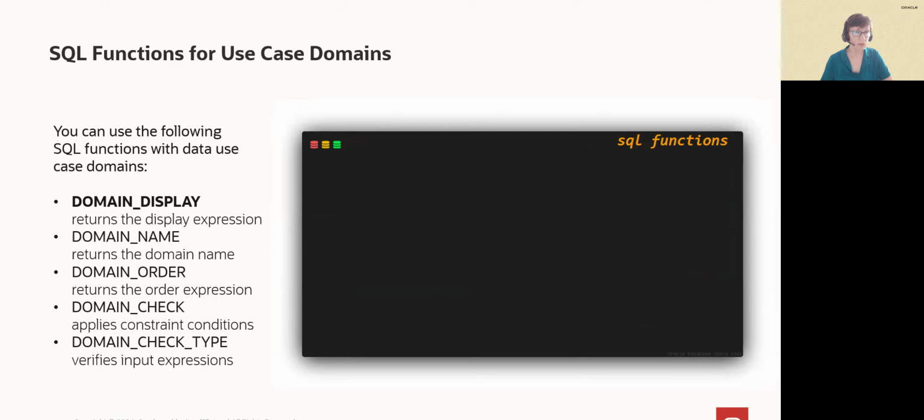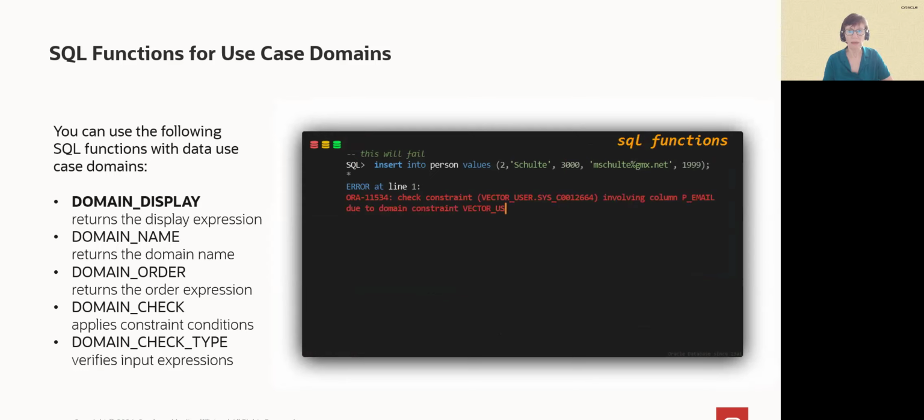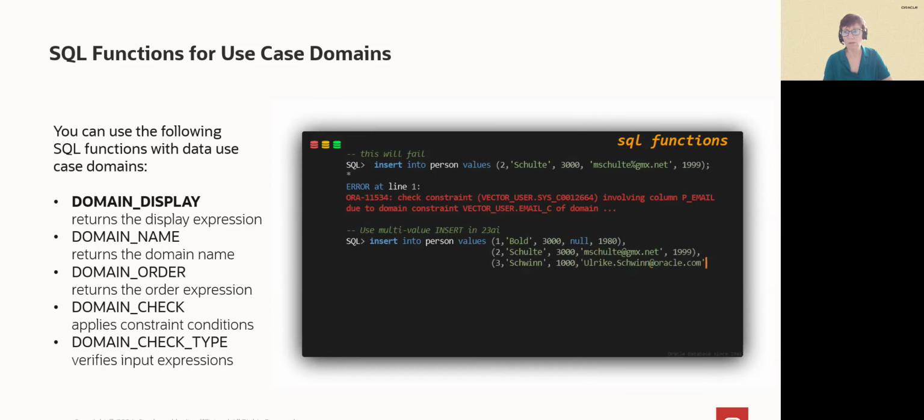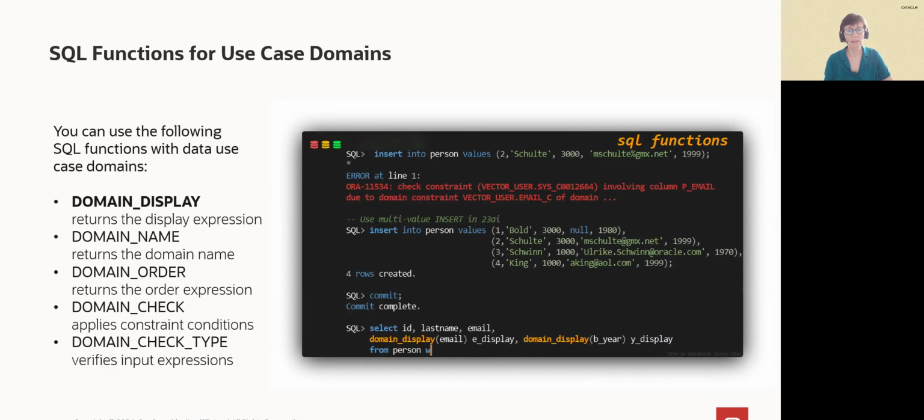So how can I insert data? How can I display data? To display data, there are special domain SQL functions, for example, domain display to display the value, or domain name. But let's first insert some data. If you enter wrong data, then of course you get a check constraint error. If you insert valid data, as you can see in the multi-value insert here, I inserted four different values with one command. You can insert it and then let's display it.